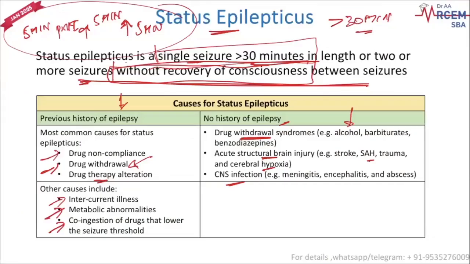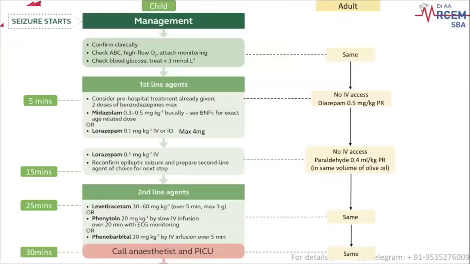What you need to remember here is that 30 minutes is the definition of status epilepticus, but the treatment of status epilepticus starts within 5 minutes. Why? If we wait for 30 minutes, that means increased electrical activity is generated in the brain for 30 minutes. Your brain will get fried. For that reason, you need to intervene as soon as possible. Otherwise, the brain damage might be quite severe.